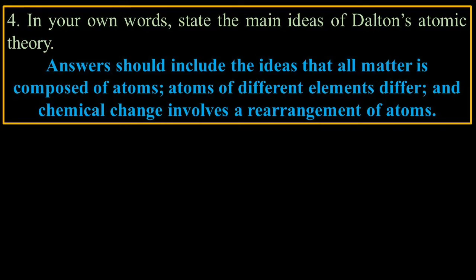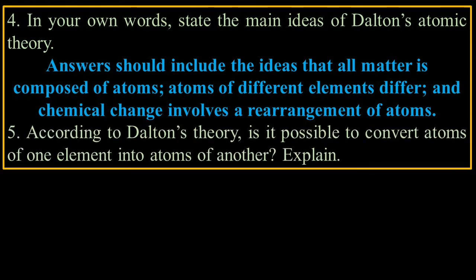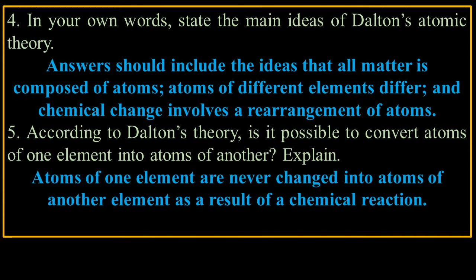In your own words, state the main ideas of Dalton's atomic theory. Answers should include the ideas that all matter is composed of atoms, atoms of different elements differ, and chemical change involves a rearrangement of atoms. That's essentially Dalton's atomic theory. According to Dalton's theory, is it possible to convert atoms of one element into atoms of another element? Atoms of one element are never changed into atoms of another element as a result of chemical reaction.